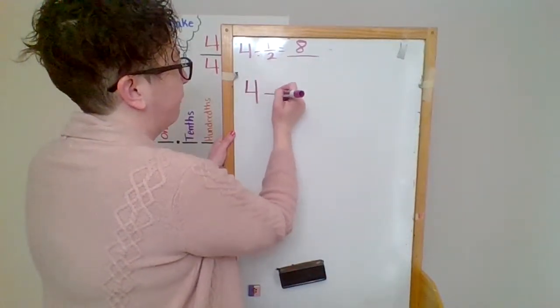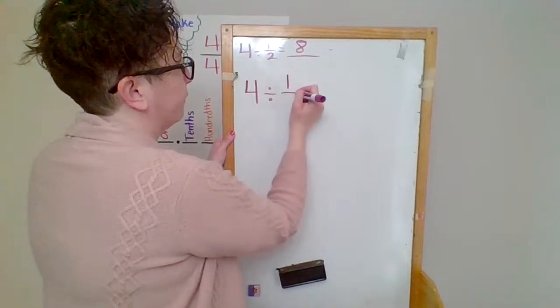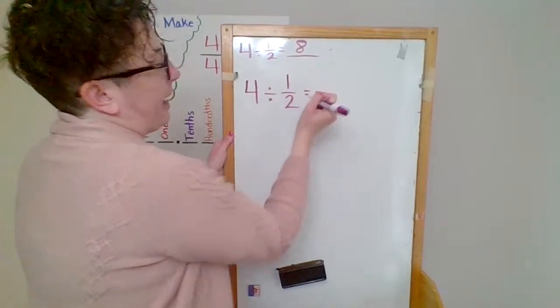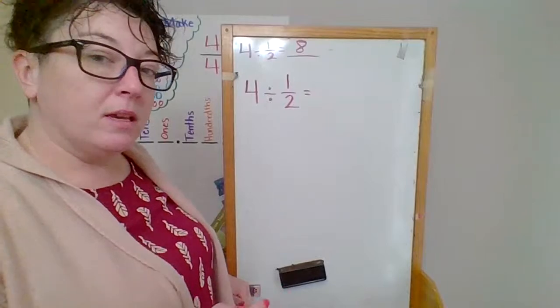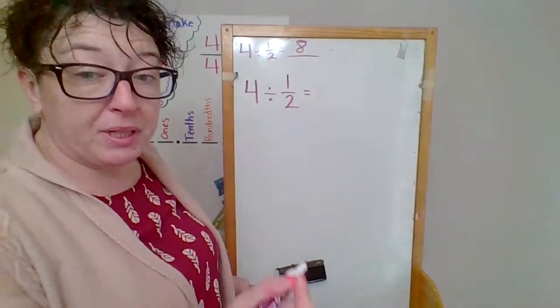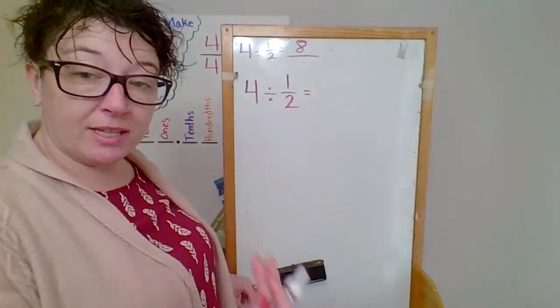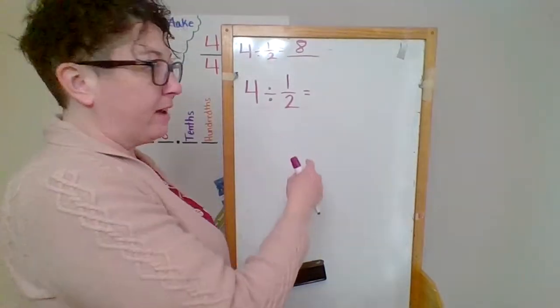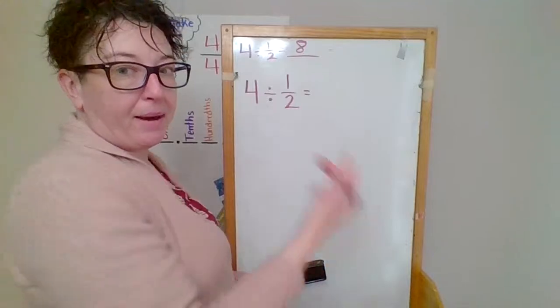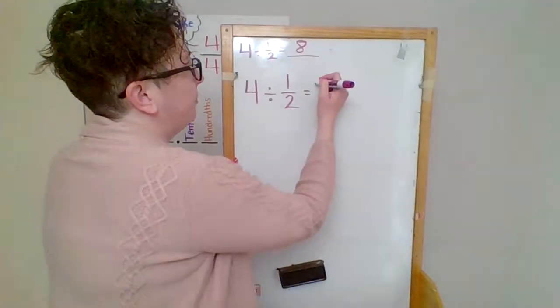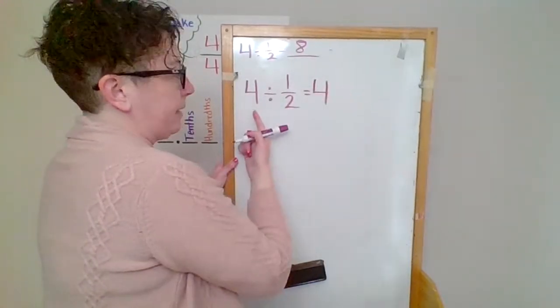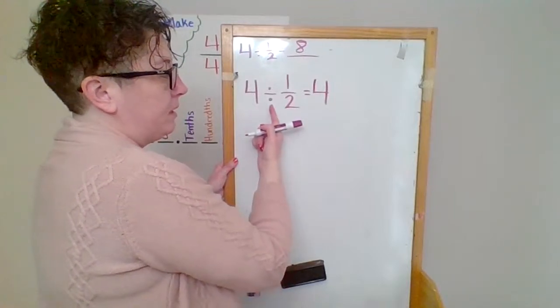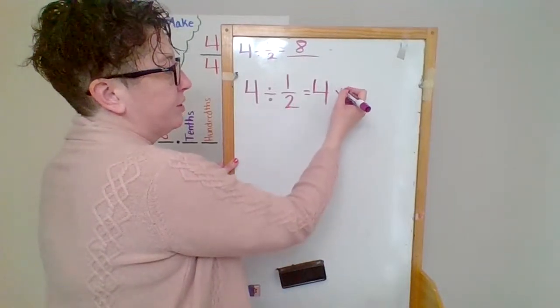So when I have 4 divided by 1/2, I need to change that so that I'm multiplying, but I can't just change the sign. If I'm doing the opposite of dividing, I have to multiply by the opposite of 1/2. So I'm going to keep the 4 the same. The first number stays the same. The sign changes to multiplication.